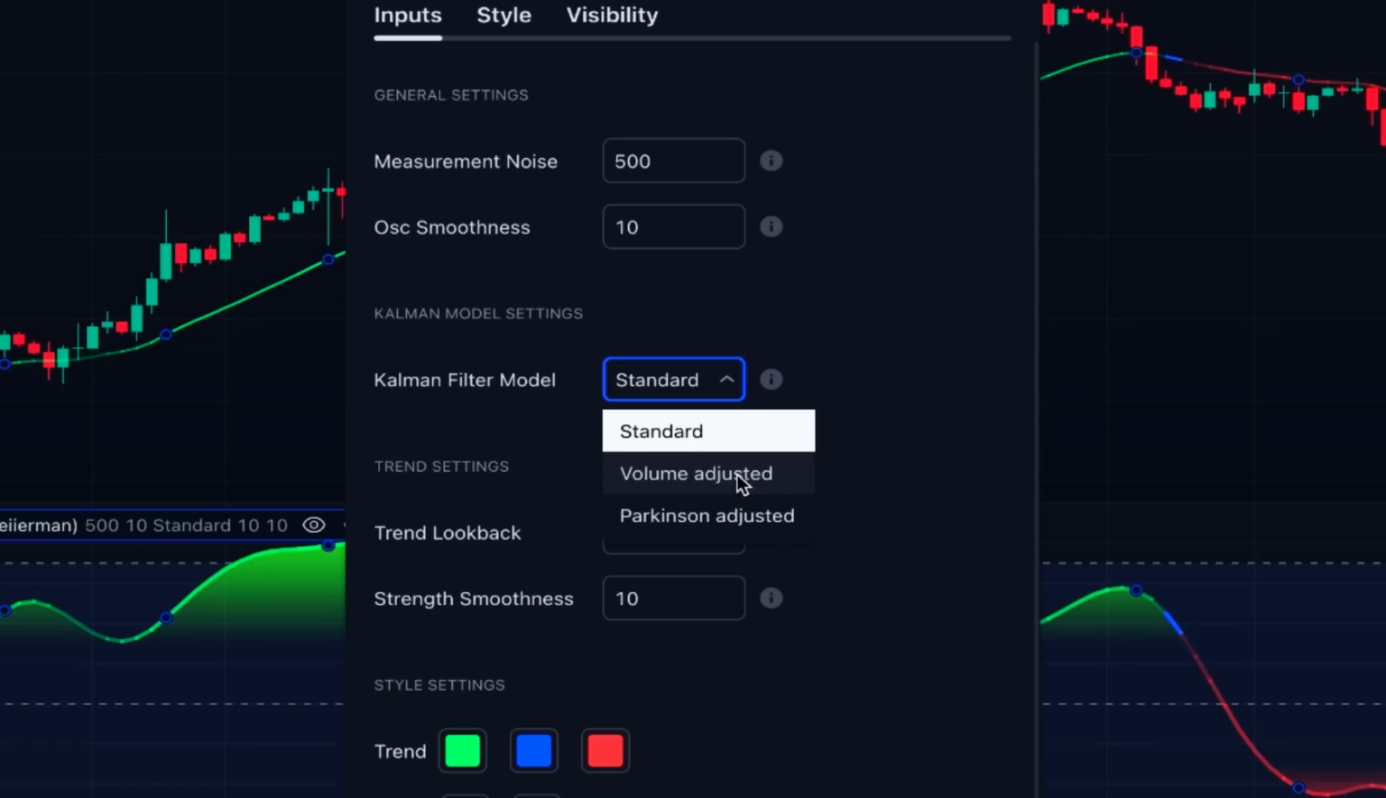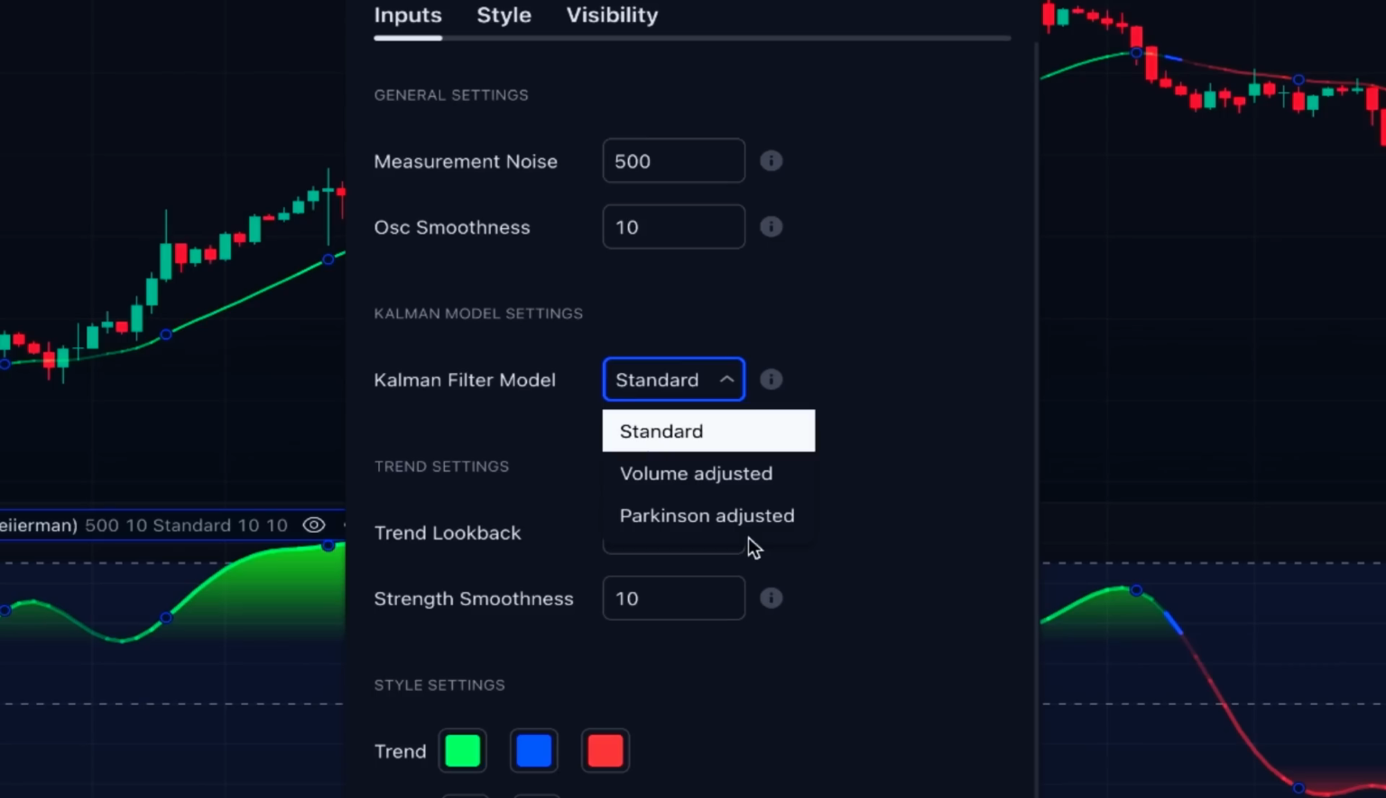In the volume adjusted model, the noise is adjusted based on trading volume. When there is higher trading volume, the filter considers it with higher confidence, and when there is lower volume, it is treated as less informative and considered a low activity period. And in the Parkinson adjusted model, the noise is adjusted based on price volatility. It uses the high-low price range to determine the sensitivity of the indicator, so this is a good choice for markets with higher volatility creating frequent gaps or sudden extreme high or low prices on the chart.